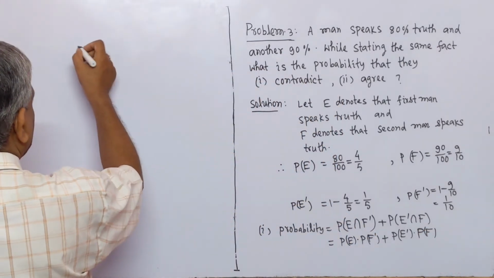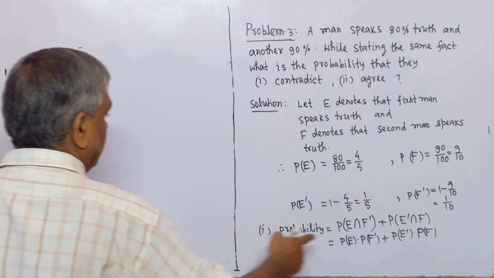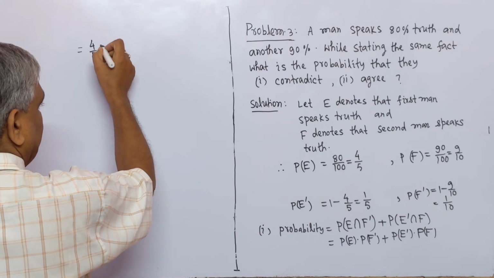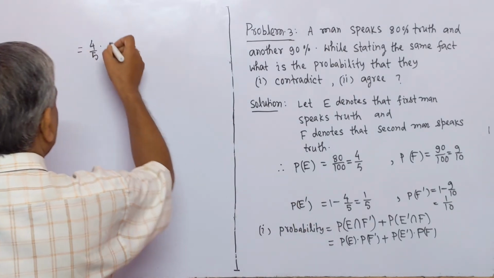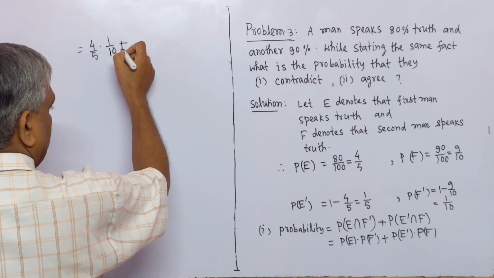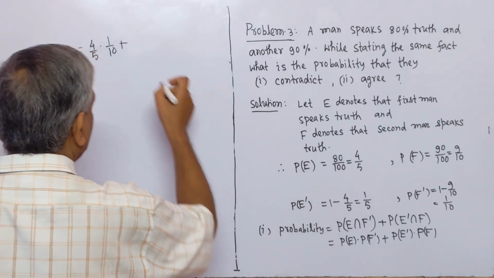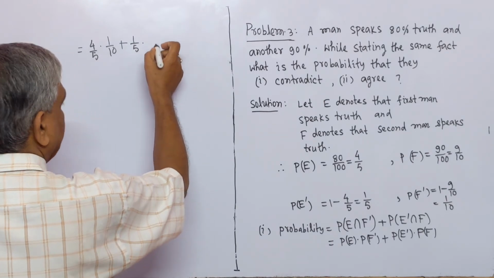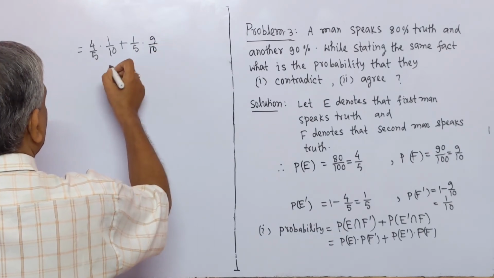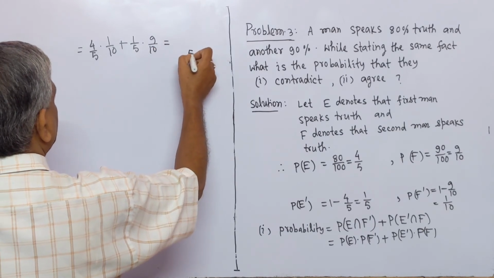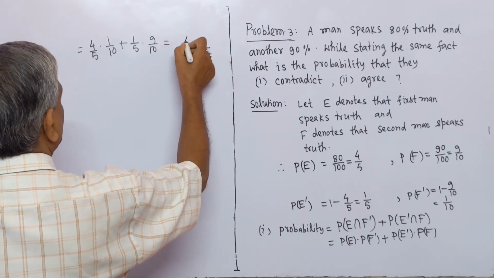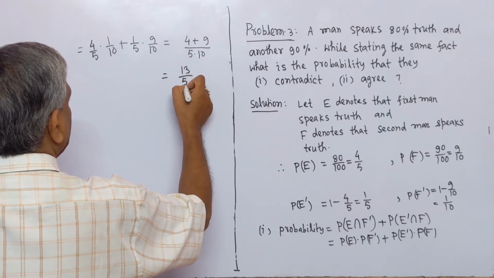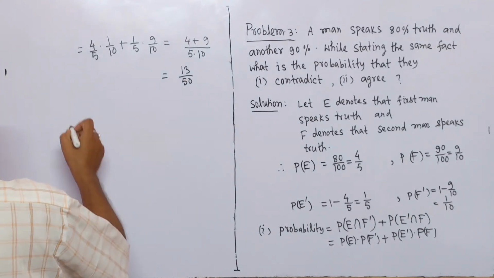and this will be equal to P(E) means 4 by 5 multiply P(F prime) means 1 by 10 plus P(E prime) means 1 by 5 multiply P(F) means 9 by 10, and this will be equal to 5 multiply 10 here 4 plus 9 equal to 13 by 50. Number 2.